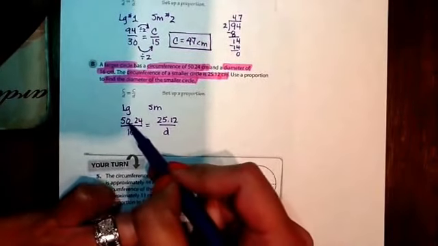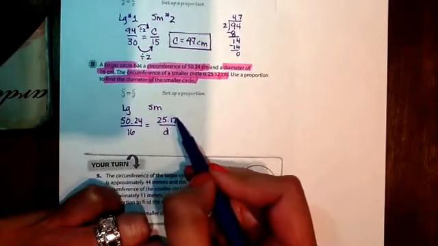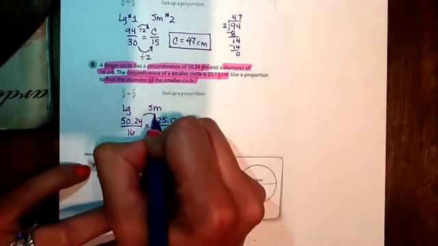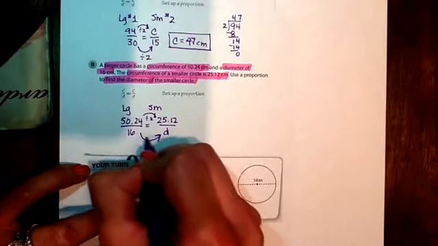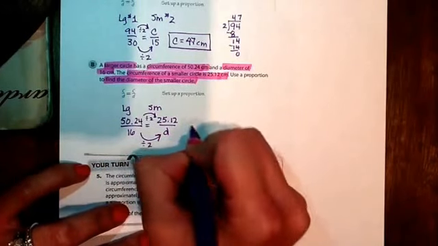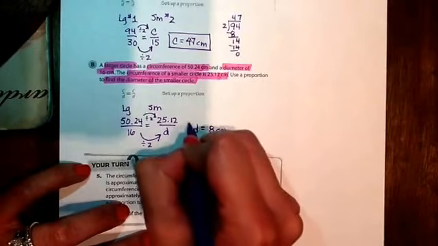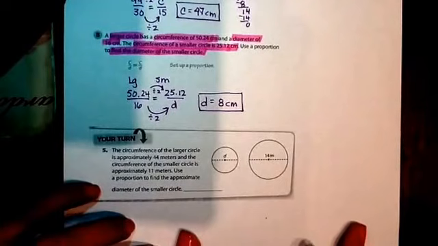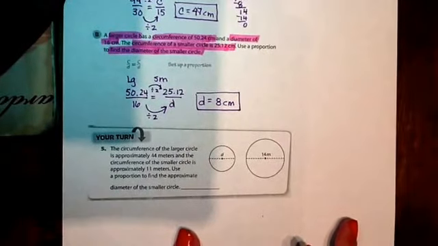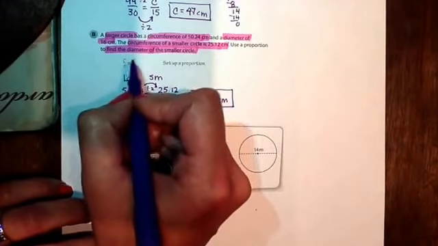So again, I notice that if I divide 50 by 2, I get 25, and if I divide 24 by 2, I get 12. So that's the relationship here. It's divided by 2. So in order to find D, I could do the same thing to the bottom. What is 16 divided by 2? That diameter is going to have to be 8 centimeters to make that proportional. All right, on your turn, you're going to do the same thing, but you're going to be finding this proportion, C over D equals C over D. So pause your video.